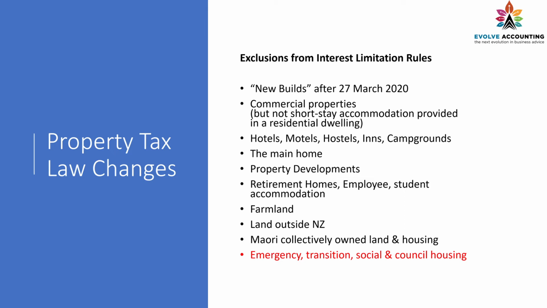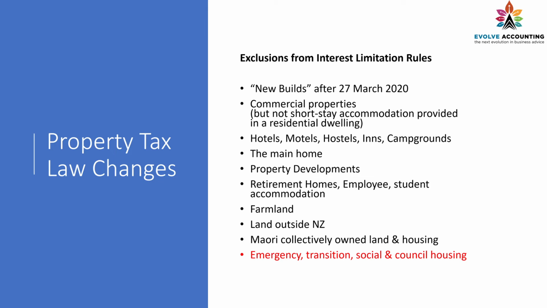Hotels and the likes also don't get caught by these rules. Neither does the main home. The main home generally doesn't get caught by interest limitation rules anyway, because you can't claim interest. But there are a few scenarios where that might come about, so I just said it doesn't apply in those situations. Property developments are not part of these rules either, as are retirement homes, employee student accommodation, farmland, land outside New Zealand, and Maori collective owned land and housing.